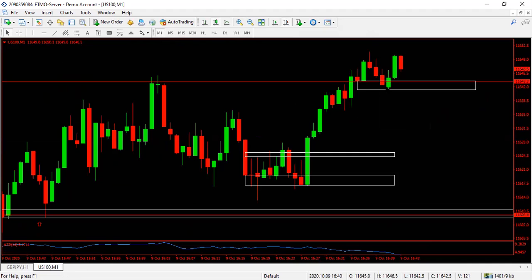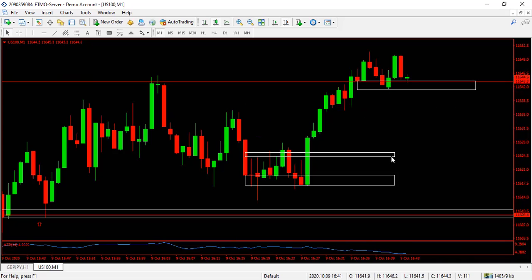Because again, we rejected this level once. Can we do it the second time? Can we maybe have price wick slightly down, but close above this range? That will give us an indication that price action is now creating some sort of support at this zone, which will further give us confirmation that the bulls are still in control of the market. So it's just about patience. Just gotta wait for your opportunity.